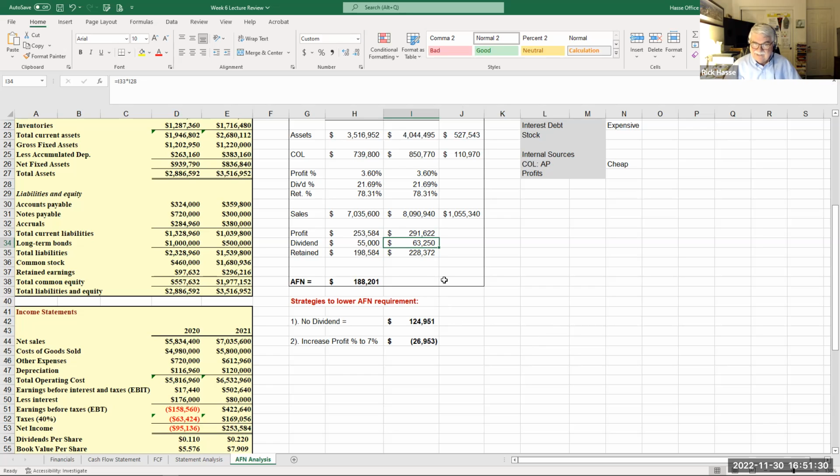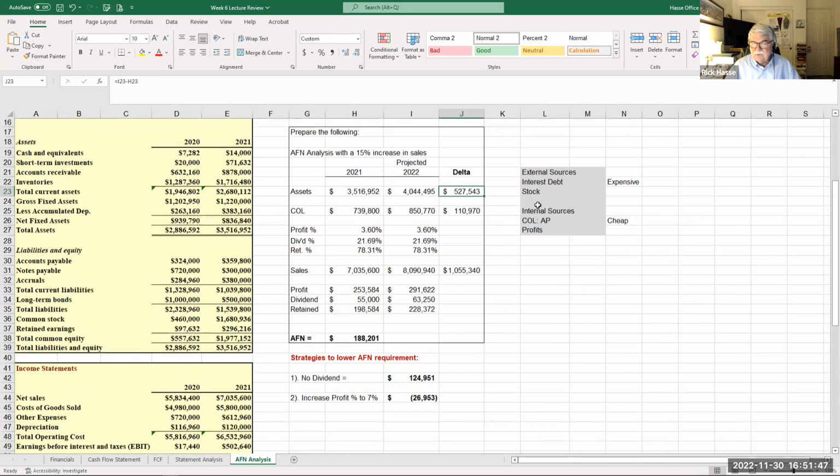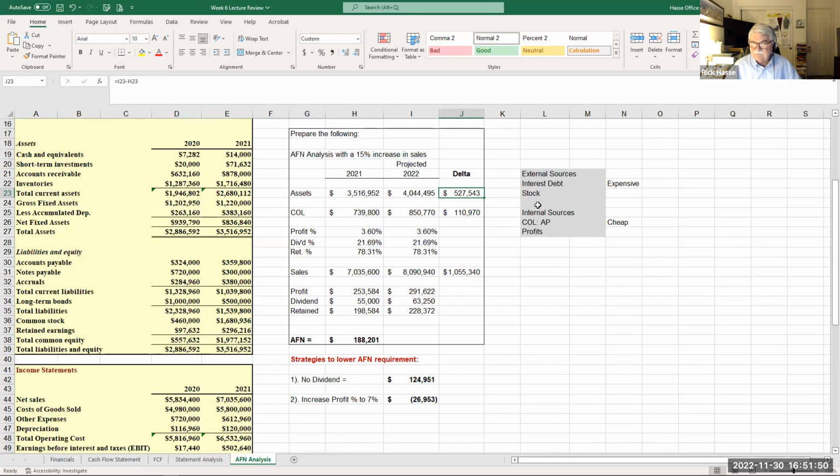That leaves us remaining $228,372 of profits that we can use to fund our asset growth if we so choose. We need 527 to increase assets to increase our sales by 15%. 110,000 of that 527 is coming from operating liability or short-term debt. 228,000 is coming from our profits that we're going to use to fund part of this.